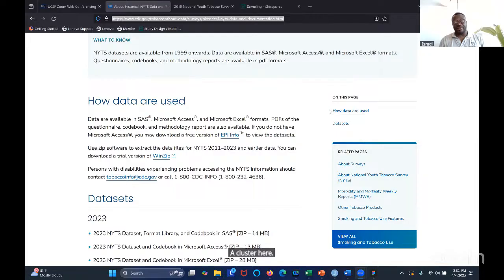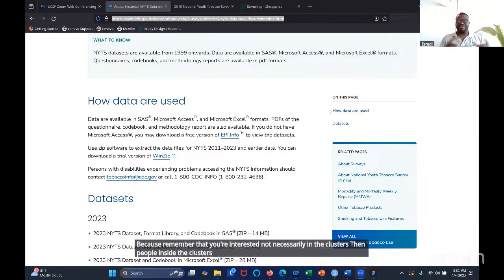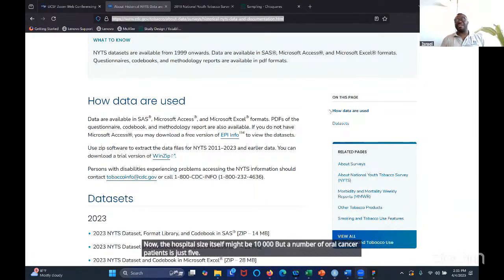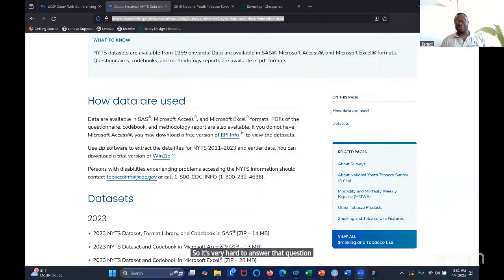It will depend on the size of the population inside the cluster. Because remember that you're interested not necessarily in the clusters, but the people inside the clusters. So now your outcome of interest will determine that evaluation too. You might be interested in, let's say, oral cancer, right? Now, the hospital size itself might be 10,000 patients, but the number of oral cancer patients is just 5. So it's very hard to answer that question without knowing all those parameters.